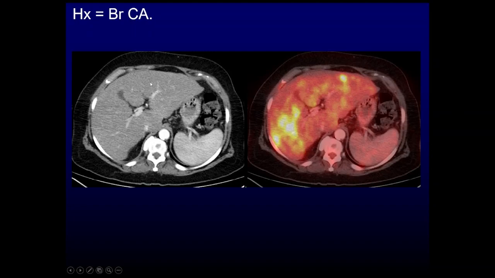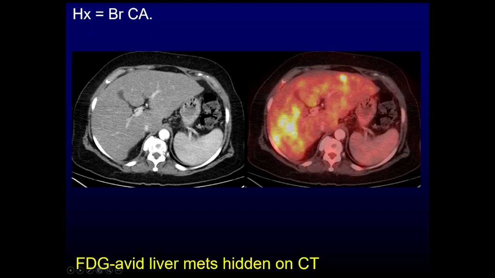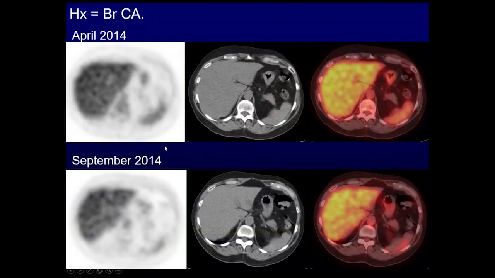Remember that liver metastases are often low attenuation on the contrast-enhanced CT. So low attenuation hepatic steatosis can hide low attenuation hepatic metastases. So this is one example of where FDG PET may detect liver metastases that are missed on the corresponding CT. The reverse may also be true.